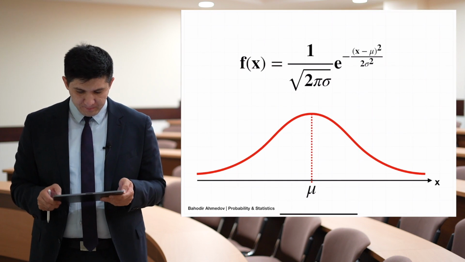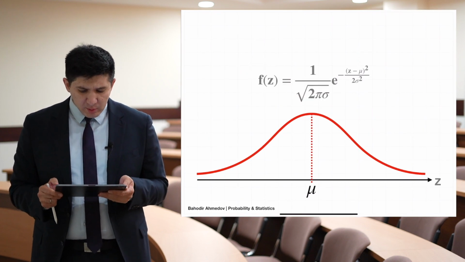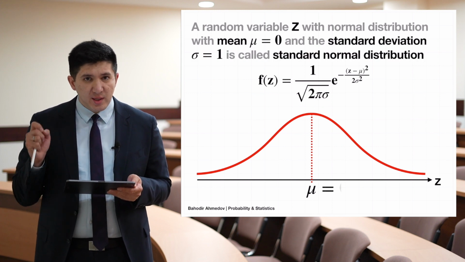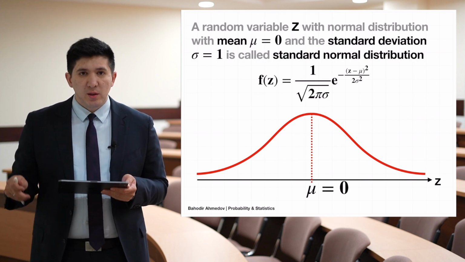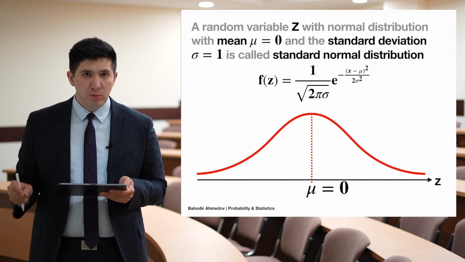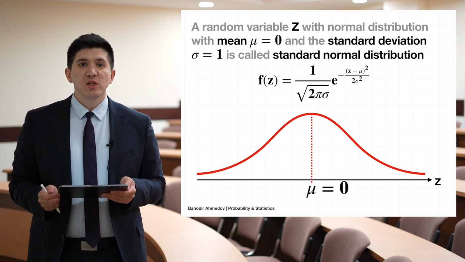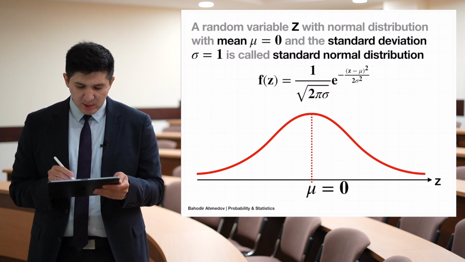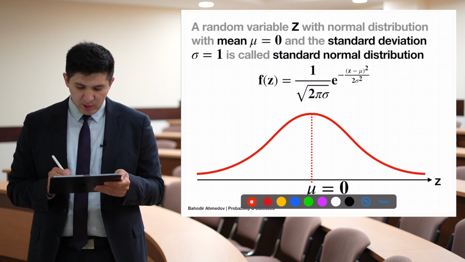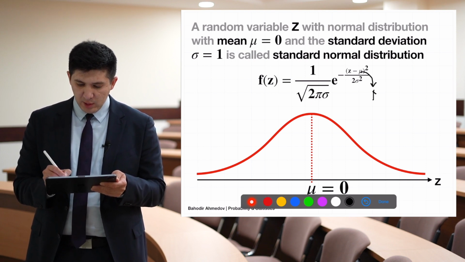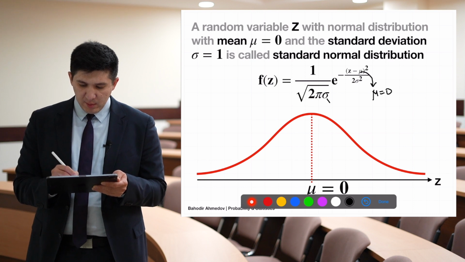Cool. So there is a special case with the normal distribution, which is called the standard normal distribution. The variable z is called a standard normal distribution if the mean is equal to 0 and the standard deviation is equal to 1. This is a very useful case because just using it, we're going to evaluate lots of probabilities. So here, mu should be equal to 0, and sigma should be equal to 1 here and 1 here.